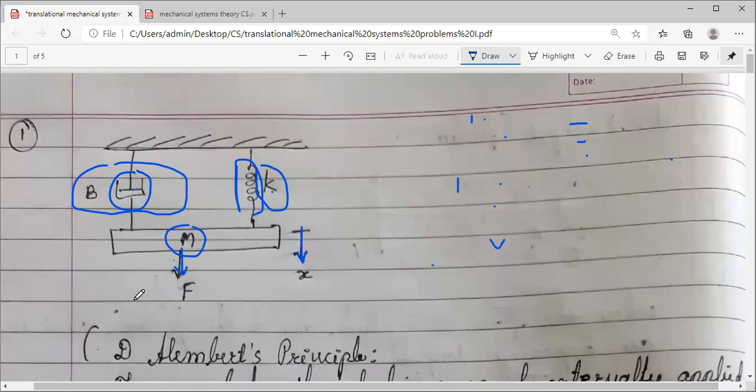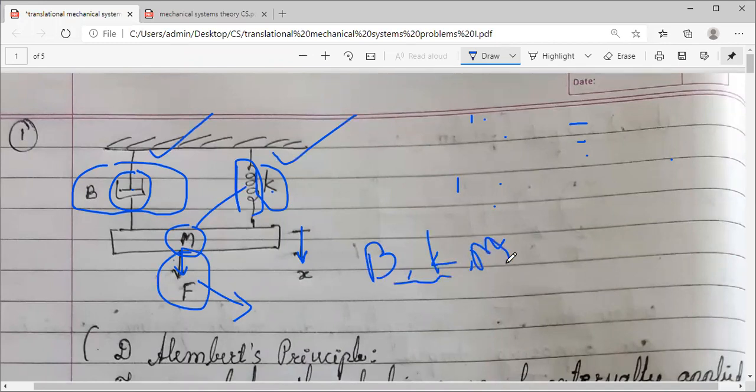As I have told you, when we deal with these mechanical systems, in order to simplify and model these systems, we go for Newton's law of motion. Newton's law says whatever force is applied externally is equal to the opposing forces applied by the individual bodies. How many different elements are there here? There is a damper B, a spring K, and a mass M. As there are three different elements, three different opposing forces will be there.